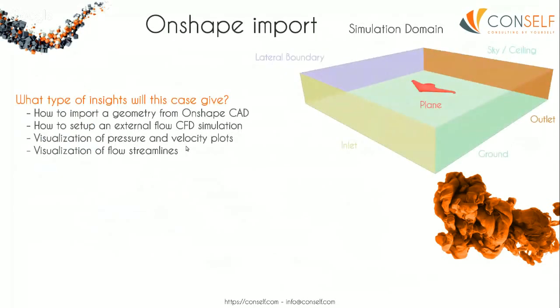What we are going to see today is a very cool new feature of the CONSELF simulation platform, and we will see how to import a geometry from OnShape. OnShape is a fully cloud CAD. It's a very innovative approach to modeling, and you will see how this works. Then, after the import, we will set up an external flow CFD simulation. And finally, we will take a look at the pressure and velocity plots, as well as the flow streamlines.